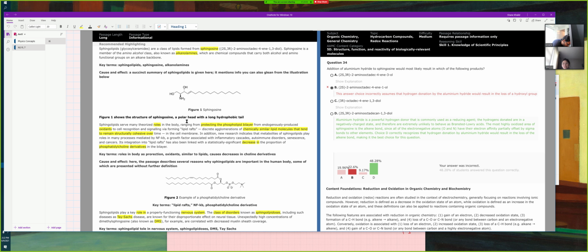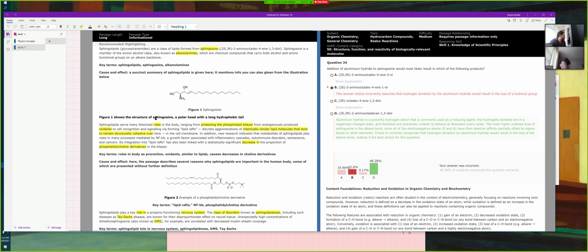So I would write it in such a way that the lowest priority group, the hydrogen, is into the page, right? So that amine group is towards us, out of the page. Whoa, that's bigger than I thought. All right, I'll just do it on the whiteboard.